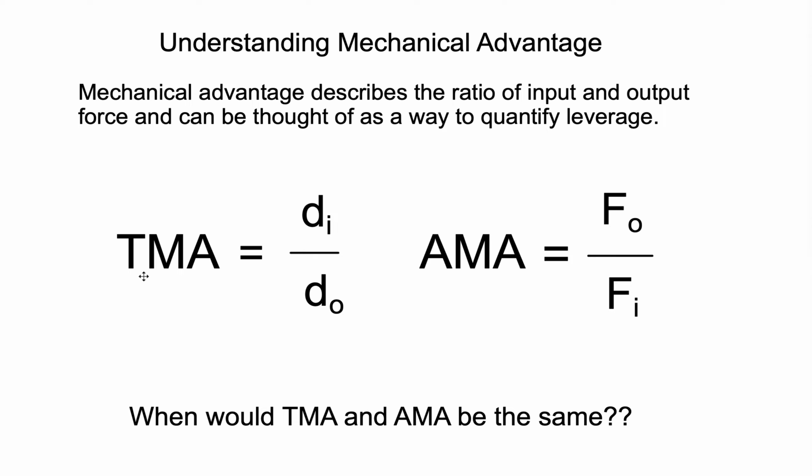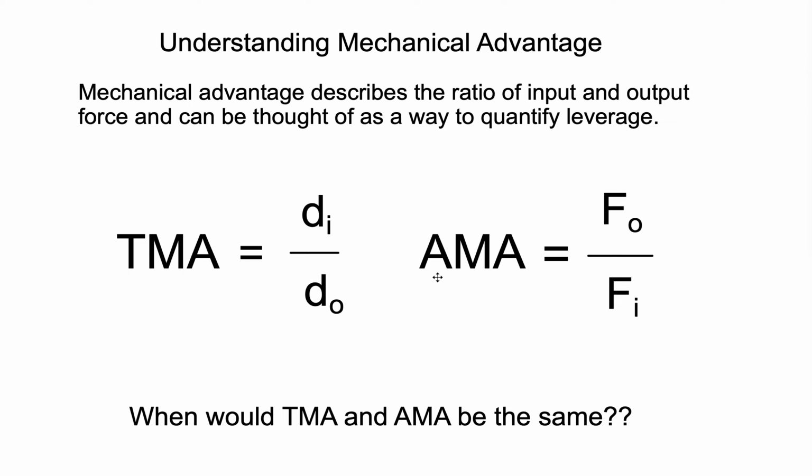TMA is what we call theoretical mechanical advantage. The theoretical mechanical advantage tells you, in theory, without any friction, how much my force will be multiplied by. And you would take the input distance and divide it by the output distance. If I double the distance that I have to apply the force, it doubles my force. If I triple the distance, then it triples my force.